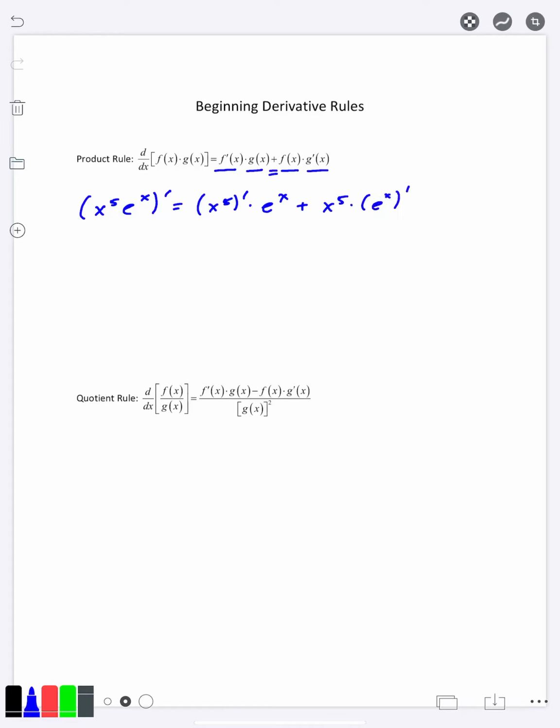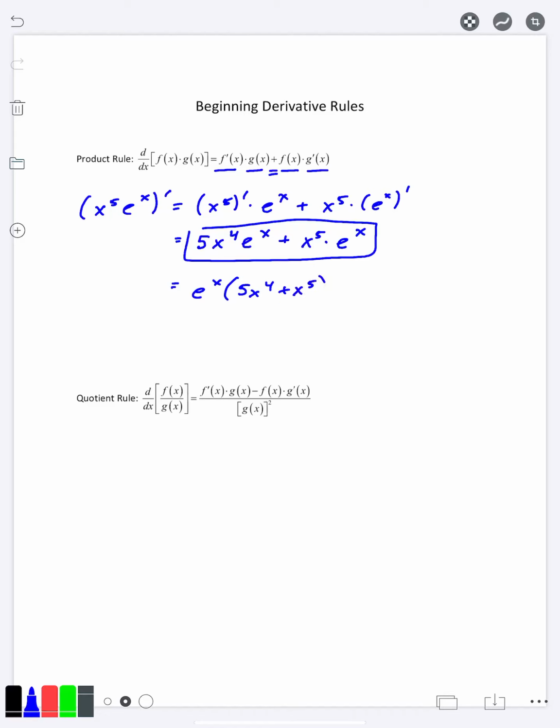derivative of the second. The derivative of x to the fifth is 5x to the fourth, and the derivative of the first is x to the fifth. The derivative of e to the x is e to the x. And you can either leave your answer like this, or you can factor out the e to the x if you wish. And this here gives you your derivative.